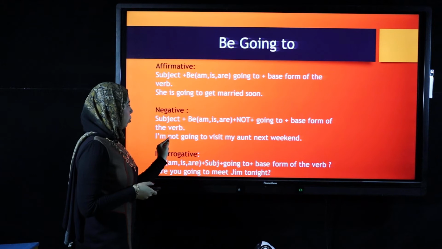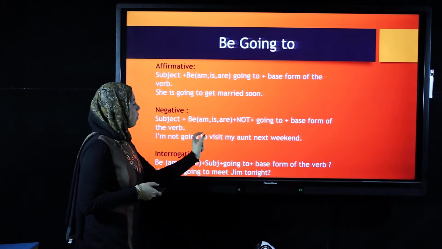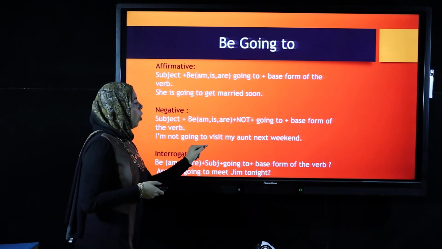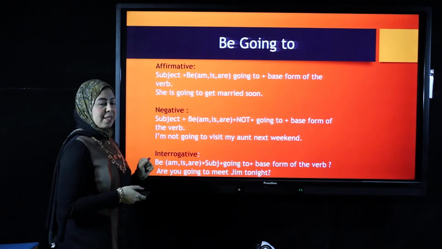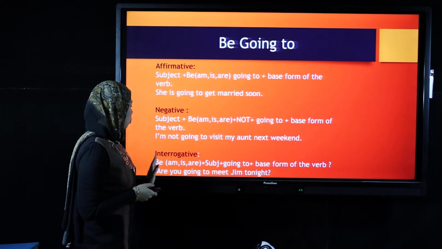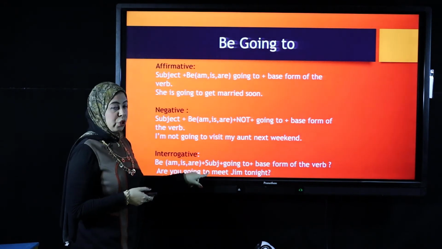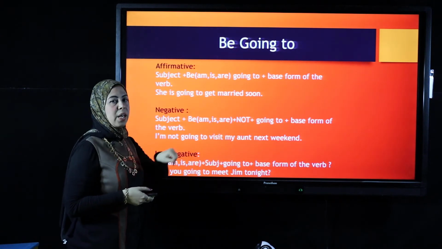Then we add "not" because it's negative. Then "going to," then the base form of the verb, which is "visit my aunt next weekend." Now, how to ask? If we want to ask, we should start with the verb to be, then we should have the subject, then "going to," then the base form of the verb, and of course the question mark.